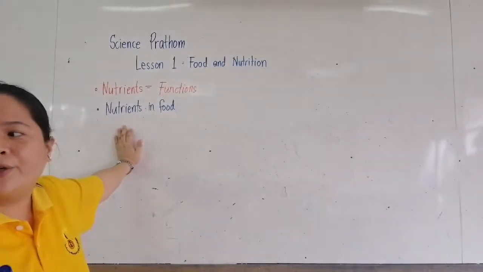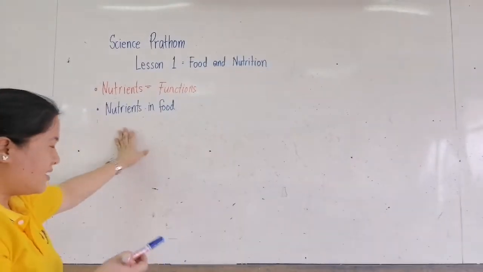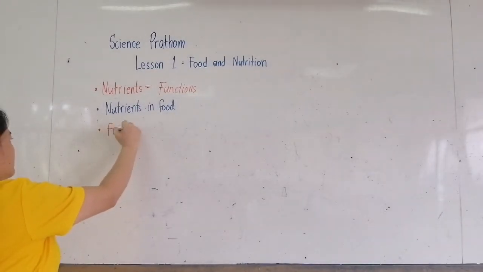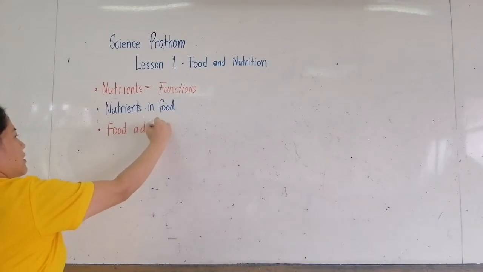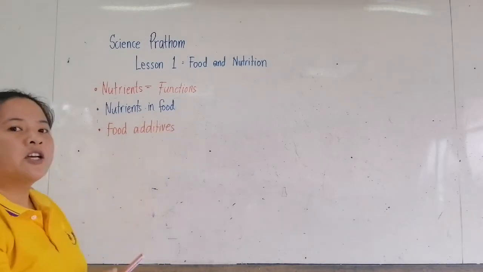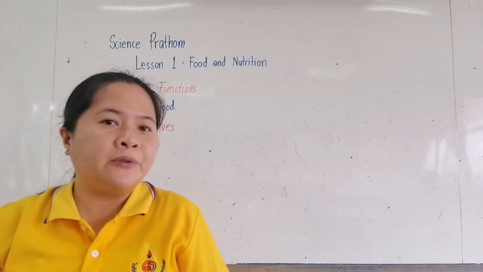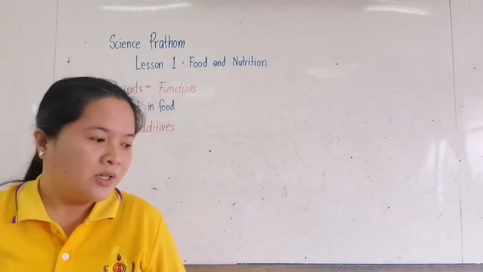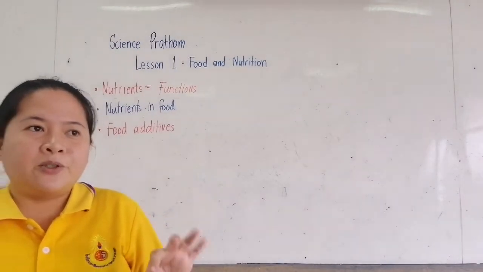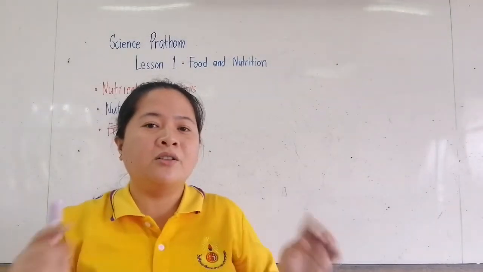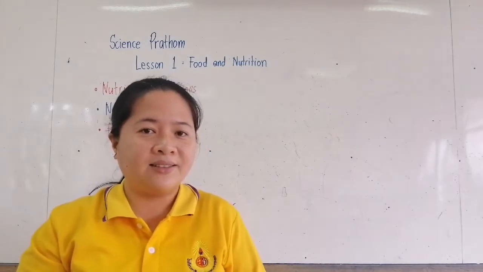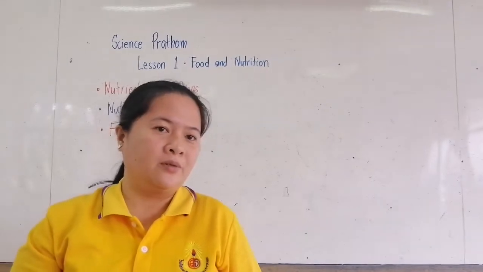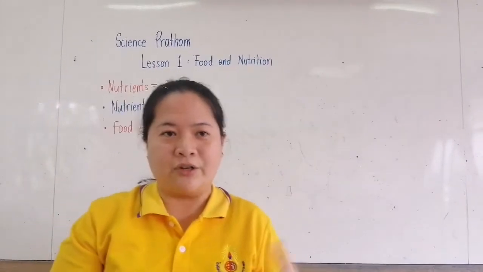You also need to know about food additives. Food additives are substances added to food to improve its taste, appearance, or texture. For example, monosodium glutamate that they add to improve the taste of food or to make it more delicious or yummier.